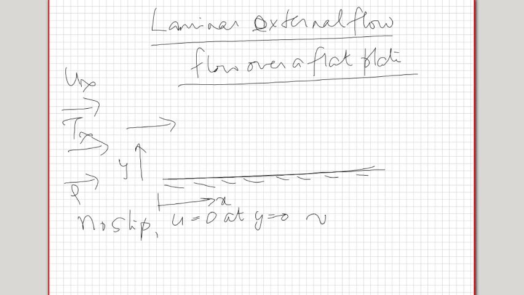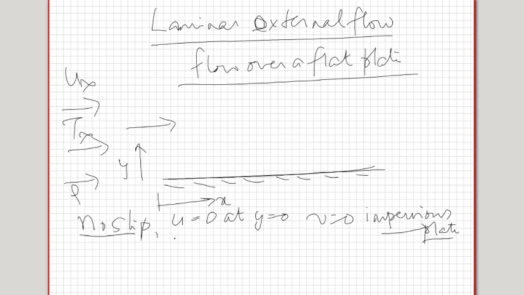And v will also be equal to 0 because of the impervious plate. That is, the flat plate that I am looking at does not allow flow to go through it, and therefore there is no normal component of the velocity. So u as well as v would be 0 at y equal to 0. This is no slip and impervious plate.